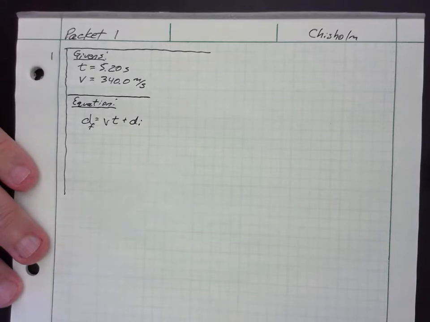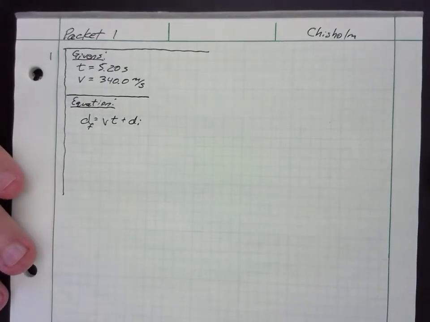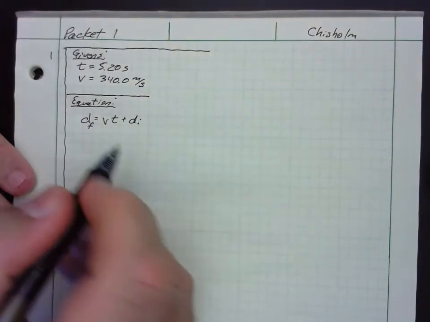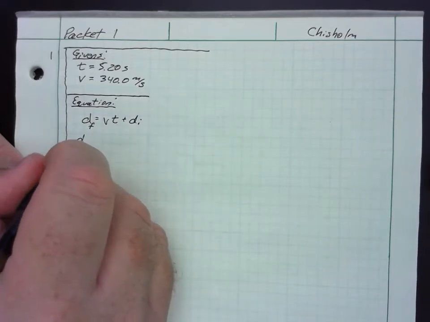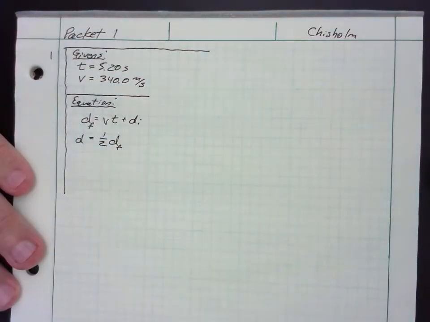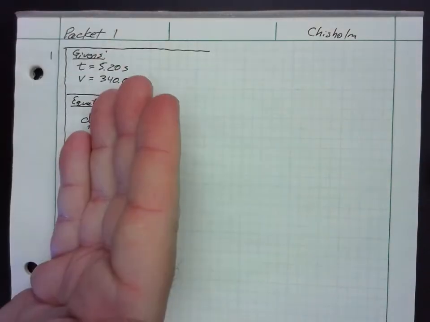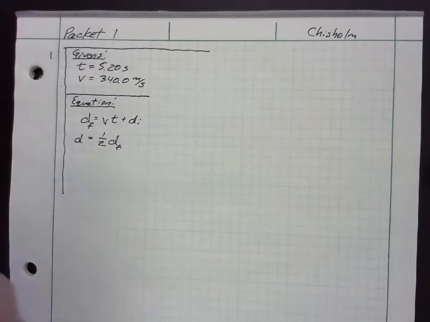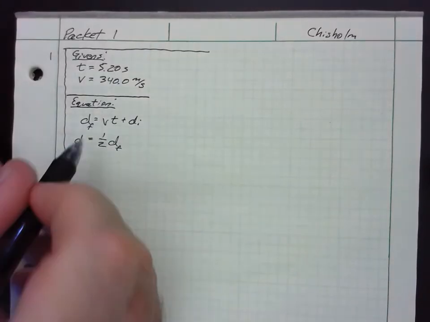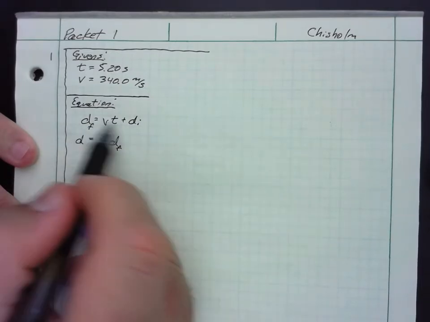So how much distance is covered? Well, we're asked how deep is the canyon floor? It went down and then came back up. So this is where we have to use critical thinking. Our final answer for the depth of the canyon is going to be 1/2 of d final, because the sound comes down to the ground, hits the ground, and bounces back up, so it's twice the distance. So we need to use 1/2. That's going to be our final answer, but to work it out, we need to use this.